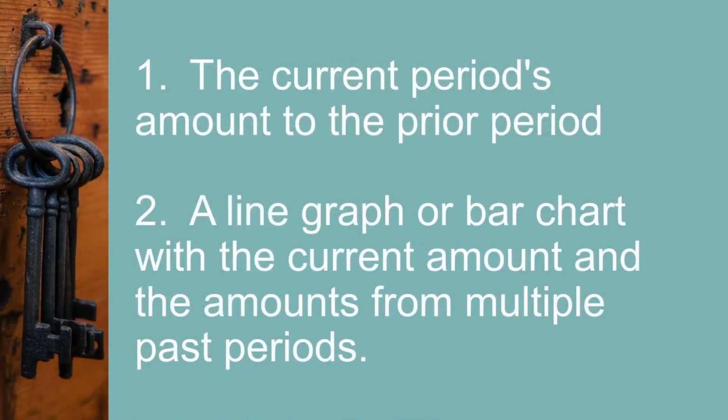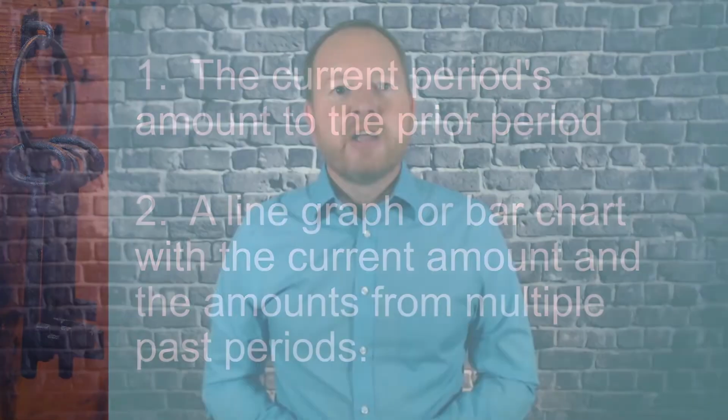Showing past performance for a metric can sometimes provide a lot of information. Two popular options are to compare, one, the current period's amount to the prior period, or two, a line graph or bar chart with the current amount and the amounts from multiple past periods. Showing the past shows the trend for the metric.